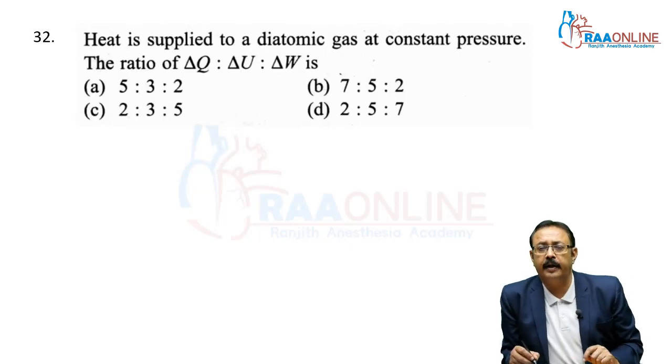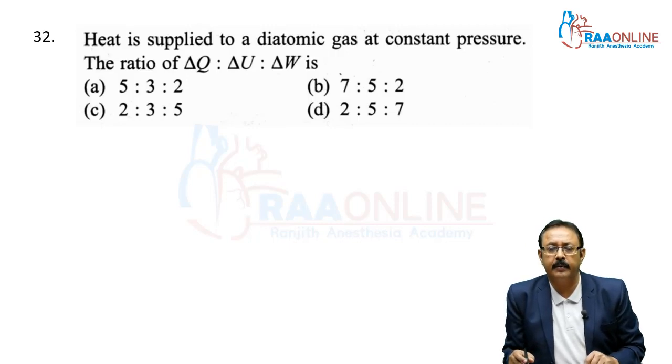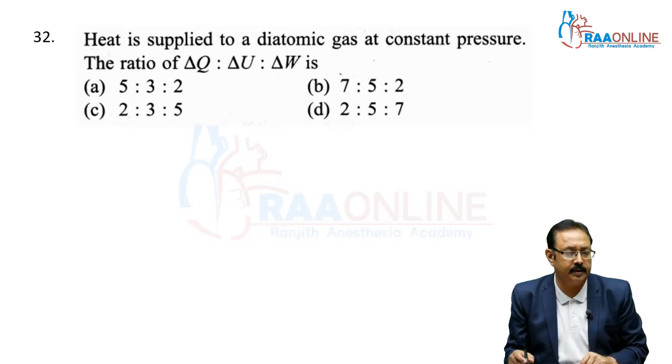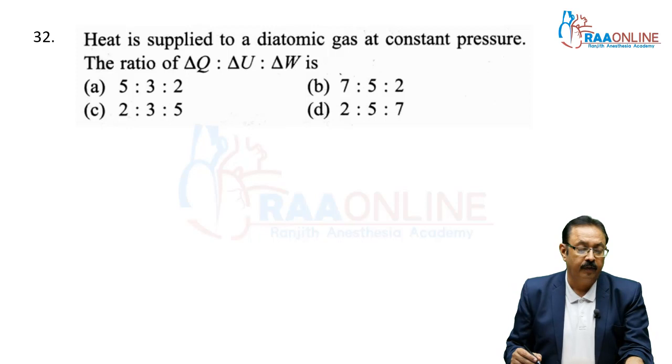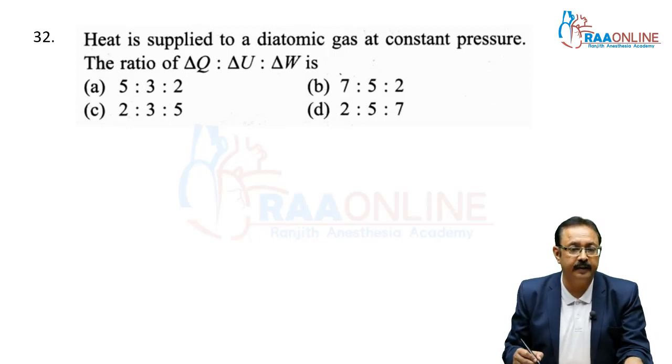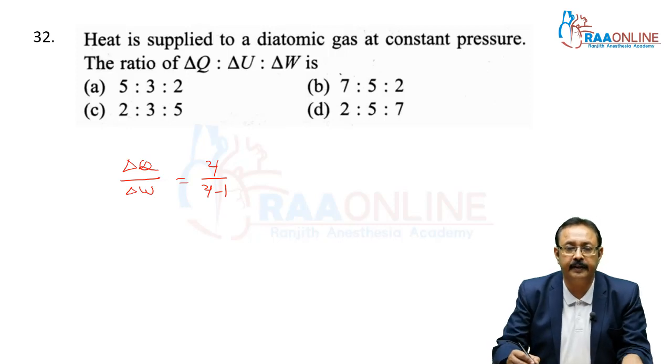Heat is supplied to a diatomic gas at constant pressure. At constant pressure, we are supplying heat energy to a system. Again, the same type of problem. It is what we calculated there. We calculated what energy you are supplying and what work the system is doing. The ratio should be gamma upon gamma minus 1. So we are taking this ratio.